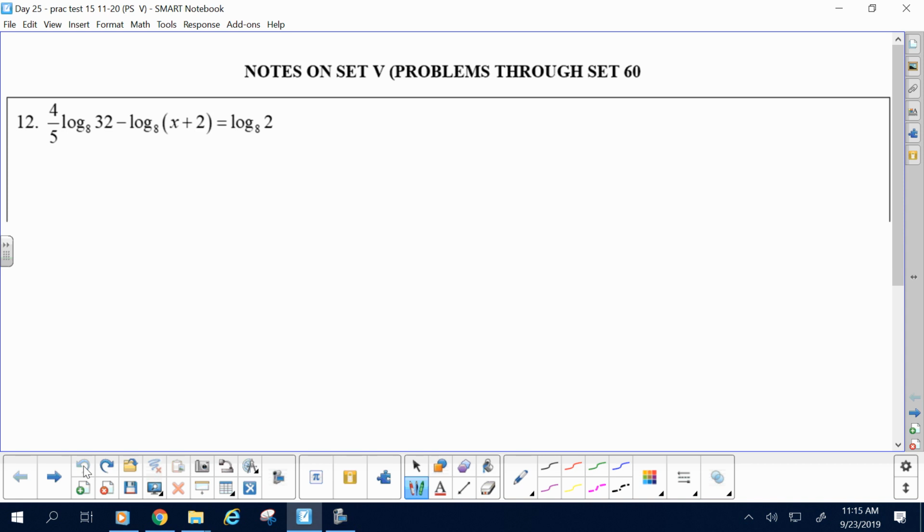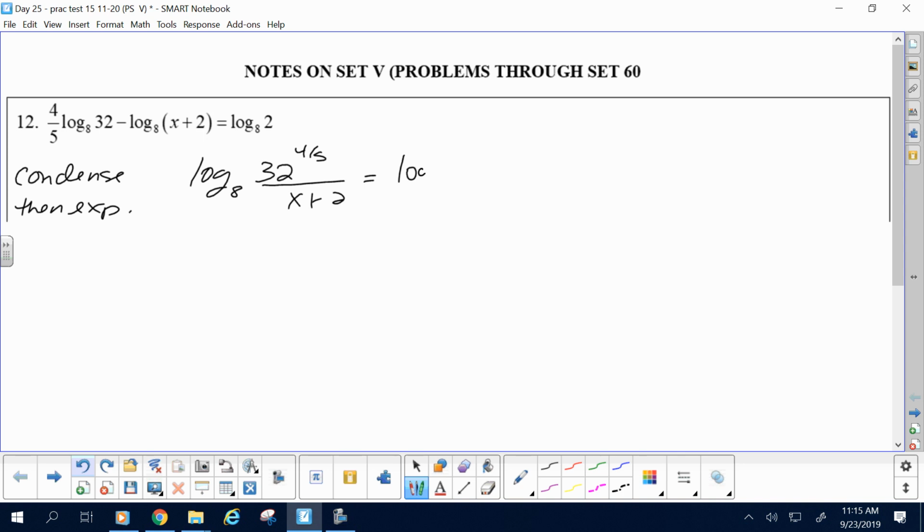That's the problem. Some of you are doing too much. Maybe you're just too darn smart for your own good. You're doing too much at once. I first want you to condense in one step, then exponentiate. So if you condense, this is the single log base 8 of what? 32 to the 4/5 over x plus 2 equals log base 8 of 2.